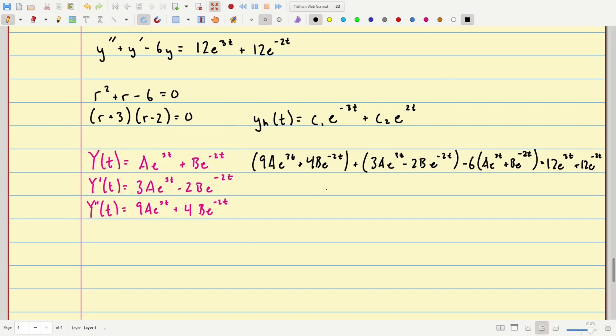Now what we want to do is collect terms in order to make things as easy to read as possible. Okay. And that won't be hard to do because we have 9 factors of a here, and 3 factors of a here, and negative 6 factors of a here. So 9 plus 3 minus 6 is 6.